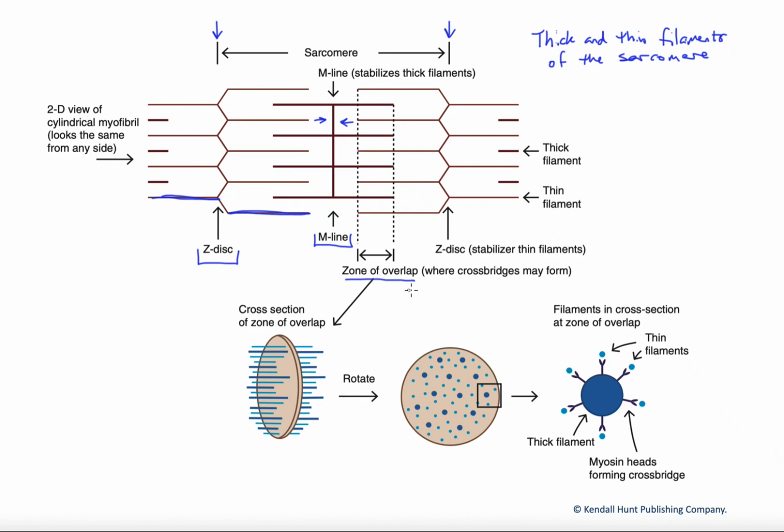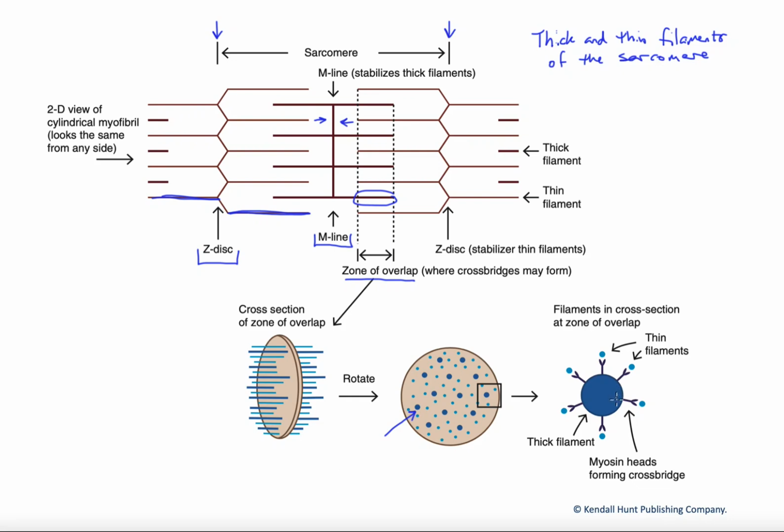Now in this zone of overlap, again, we have our thick filaments right here, surrounded by our thin filaments, right? Three-dimensionally though, if we rotate this cut essentially through the zone of overlap, what we see is that the thick filaments, these wider ones, are surrounded on all sides by the thin filaments.